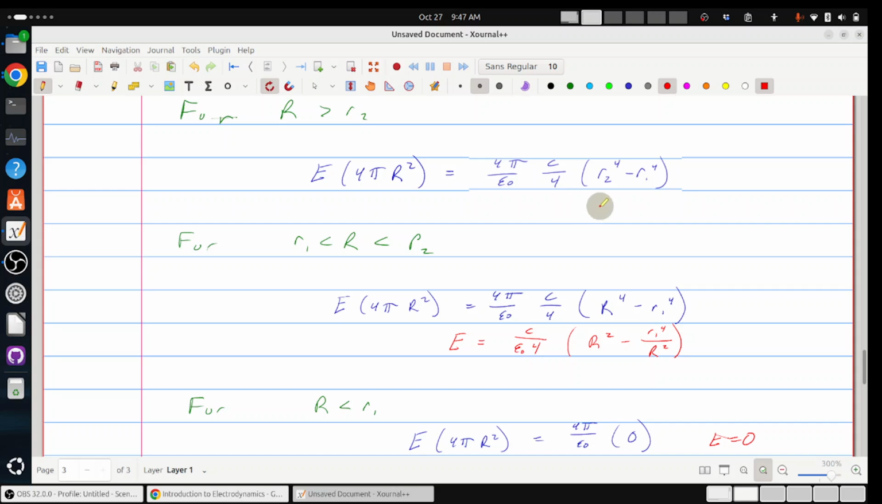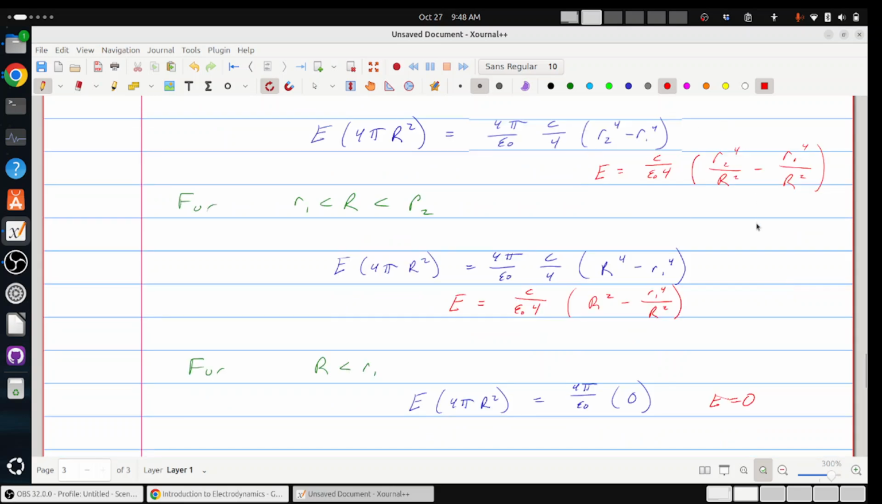And up here I would have E is equal to, again, the C over epsilon naught 4, and I would have r2 to the 4th over capital R squared minus r1 to the 4th over capital R squared. So it depends a little bit on those proportions.